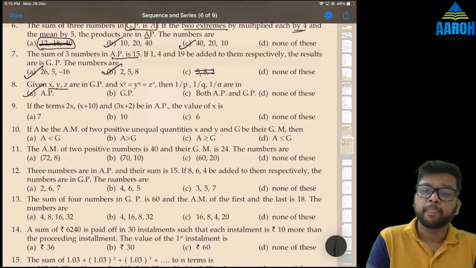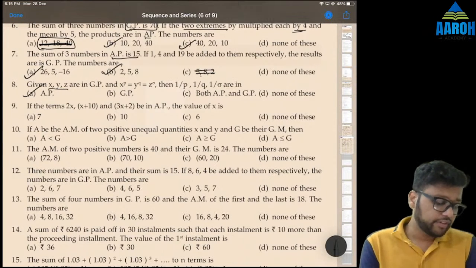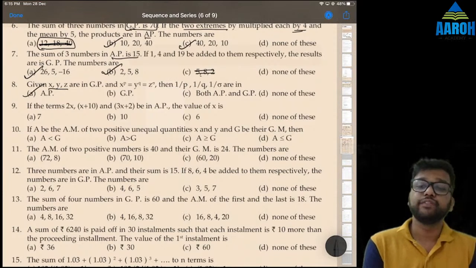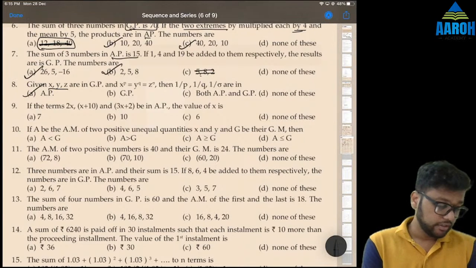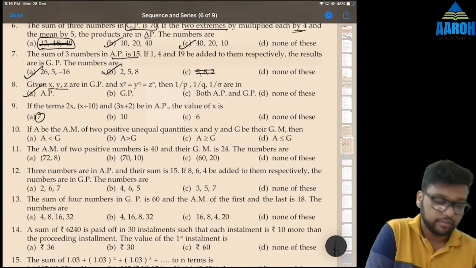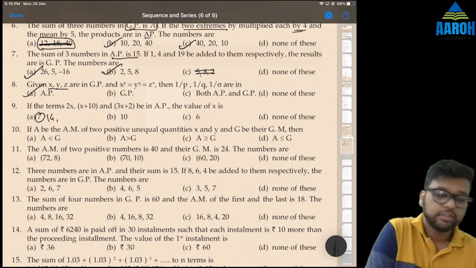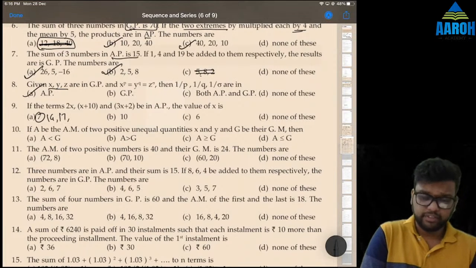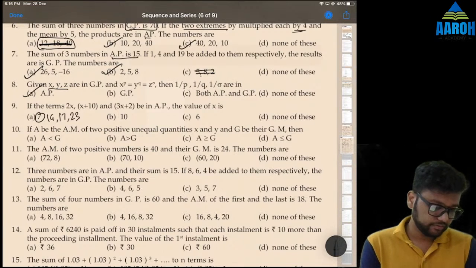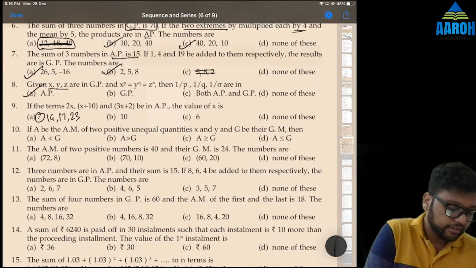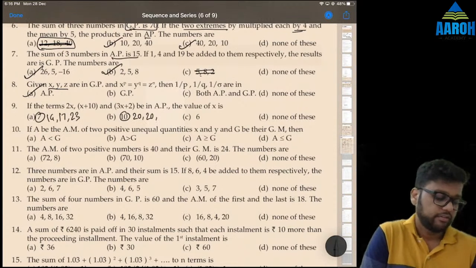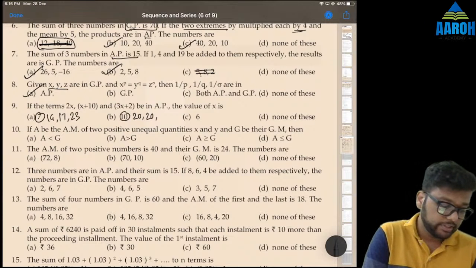Fine. Ninth is easy. If the terms 2x, x plus 10 and 3x plus 2 are in AP, then what is value of x? Correct, AP, sir. We can go by options also, or we can solve. Let's put options. If x is 7, 2x is 14, x plus 10 is 17, 3x plus 2 is 23. That is not in AP. Then if x is 10, then 2x is 20, x plus 10 is also 20, and 3x plus 2 will be 62.